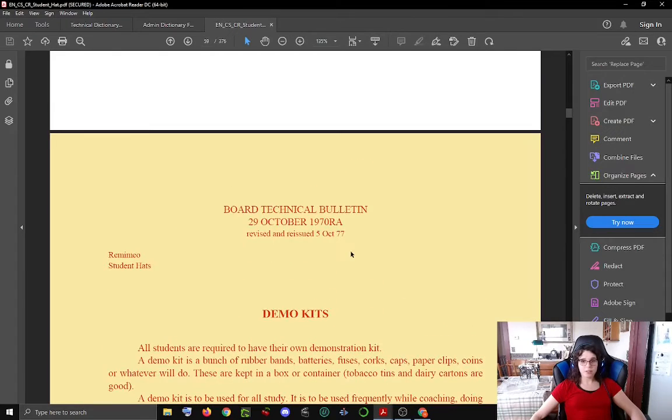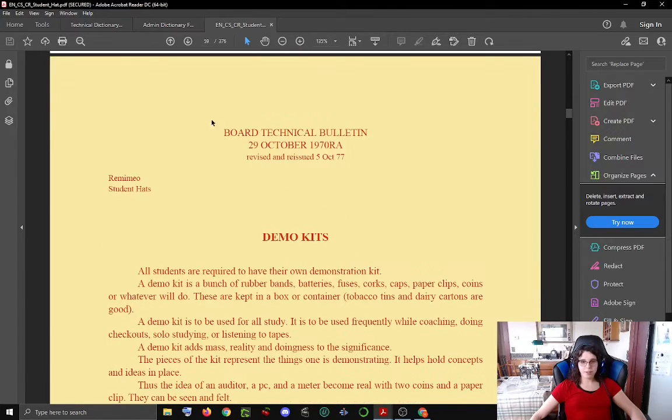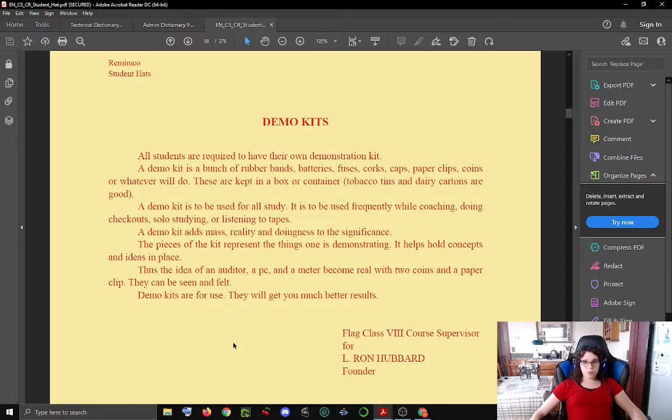Demo kits. Okay, so this is specifically getting into demo kits. 29th of October 1970, revised and reissued the 5th of October 77. All students are required to have their own demonstration kit. A demo kit is a bunch of rubber bands, batteries, fuses, corks, caps, paper clips, coins, or whatever will do. These are kept in a box or container. Tobacco tins and dairy cartons are good. A demo kit's to be used for all study.